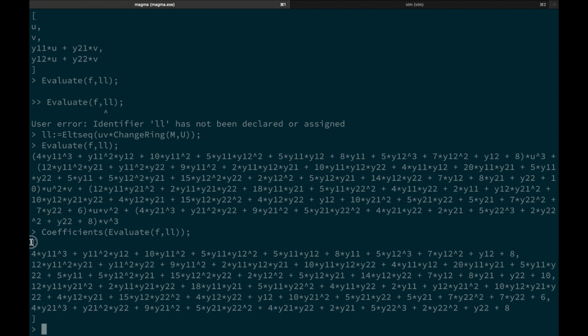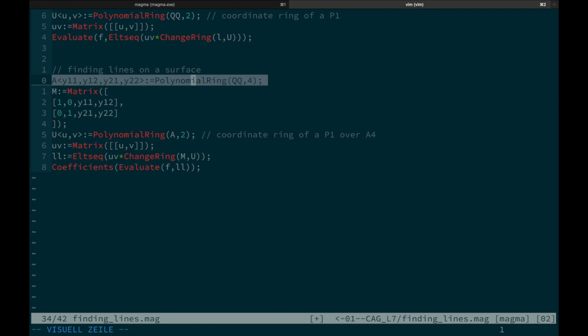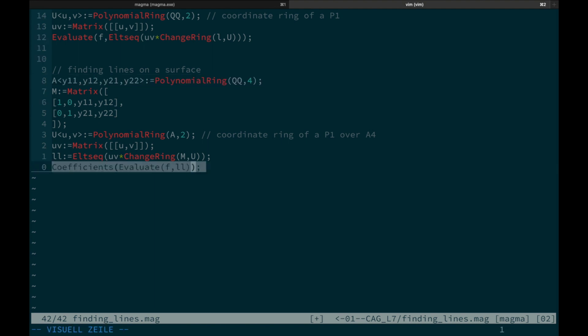Now what these 4 polynomials define, their common zero locus, would define something inside the affine 4-space corresponding to this polynomial ring A. And of course, every point in the common zero locus will annihilate this polynomial obtained by pulling back f to our line P1, which means the corresponding line is exactly in the zero locus of the surface defined by f.